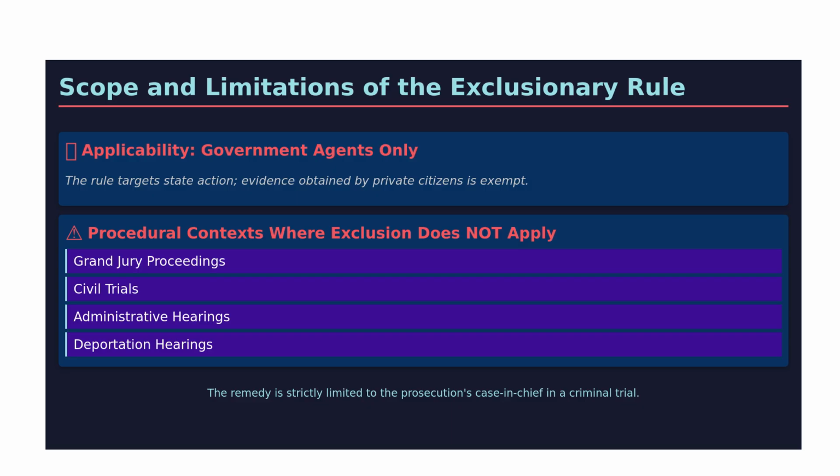Furthermore, the rule has significant procedural limitations. It does not apply in several non-criminal contexts. Specifically, evidence obtained illegally is generally admissible in grand jury proceedings, civil trials, administrative hearings, and deportation hearings. While the Mapp decision ensured the rule applies to state criminal trials, these procedural exceptions remain consistent across jurisdictions, focusing the exclusion remedy strictly on the prosecution's case in chief in a formal criminal proceeding.